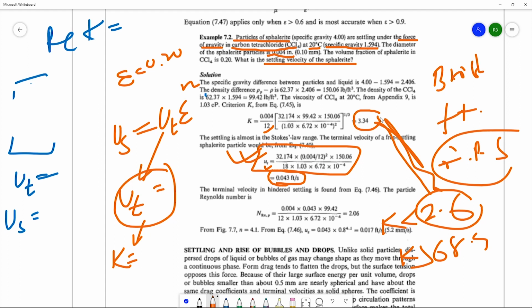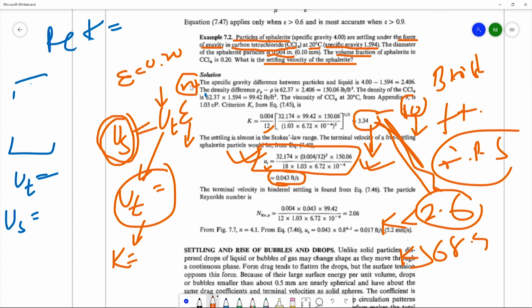Okay, if this k value was very high, like 10, then you cannot assume that this is Stokes flow regime. So you have to do trial and error as in the previous example. Now this is close to 2.6, so you can assume it is Stokes flow. Then use the appropriate equation, so you can calculate the terminal velocity. Okay, so you know the terminal velocity now, because you want to calculate the settling velocity in the suspension. So you also know the volume fraction, that is 0.20. The only thing you don't know is the n value.